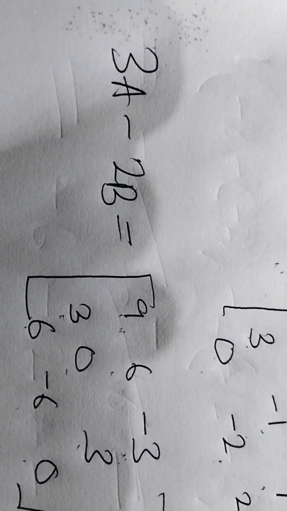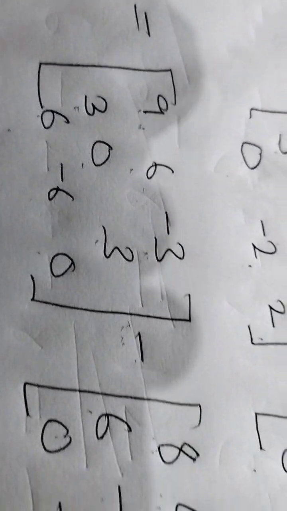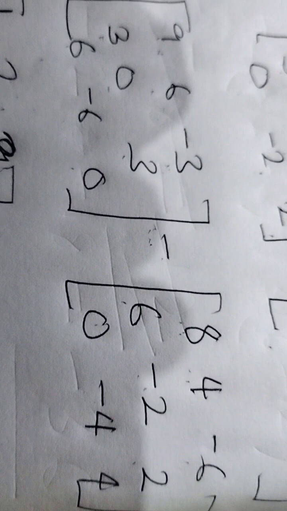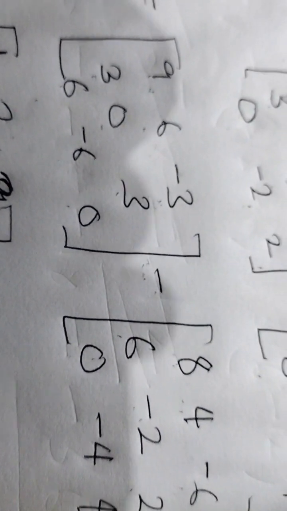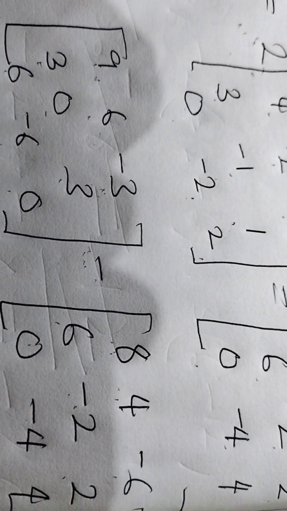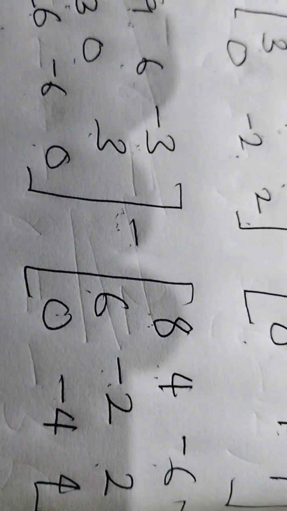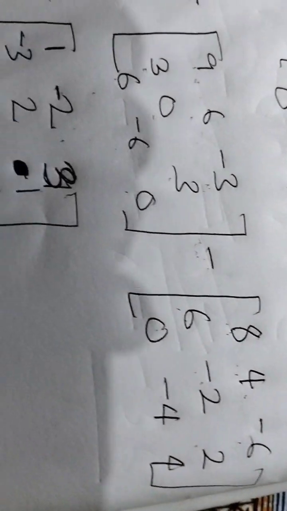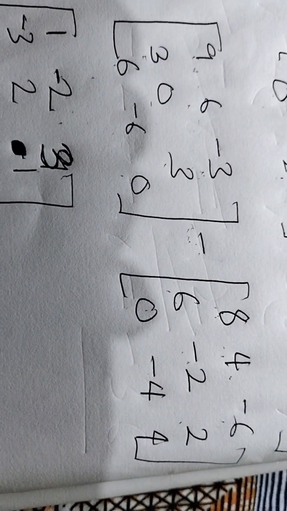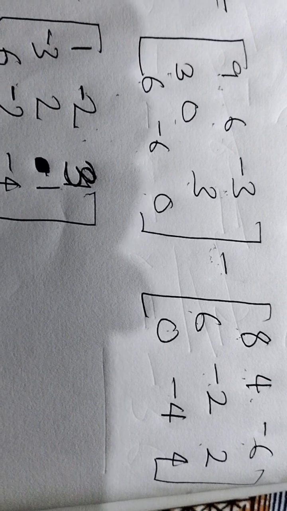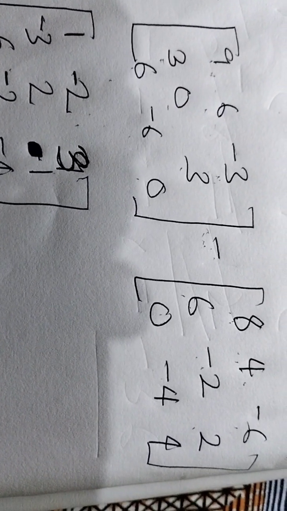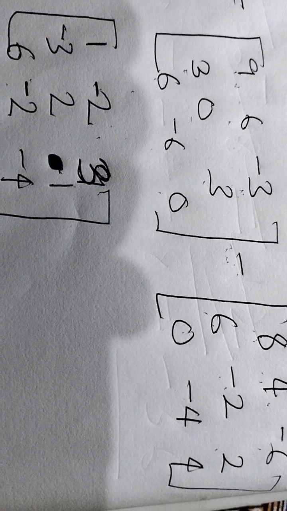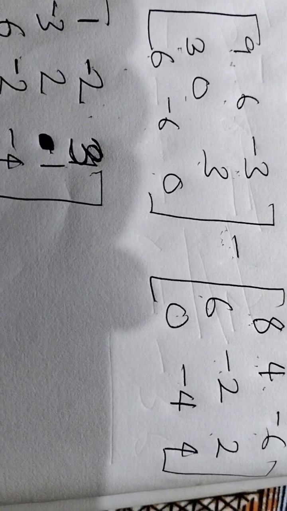Then going to what we were asked to do, 3A minus 3B, we now have 3A, we have 3B, we now subtract each element from row to row. 9 minus 8 gives us 1, 6 minus 4 gives us 2, -3 minus -6 gives us 3. 3 minus 6 gives us -3, 0 minus -2 gives us 2, and then 3 minus 2 gives us 1. 6 minus 0 is 6, -6 minus -4 gives us -2, and then 0 minus 4 gives us -4.